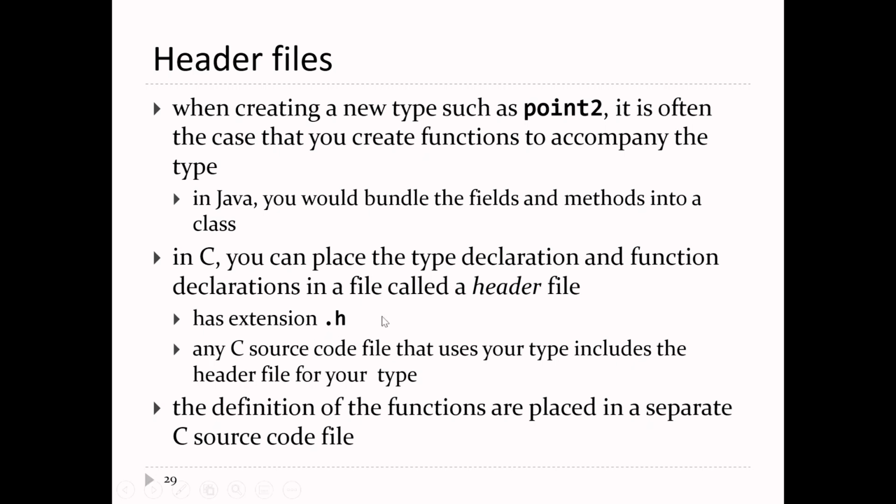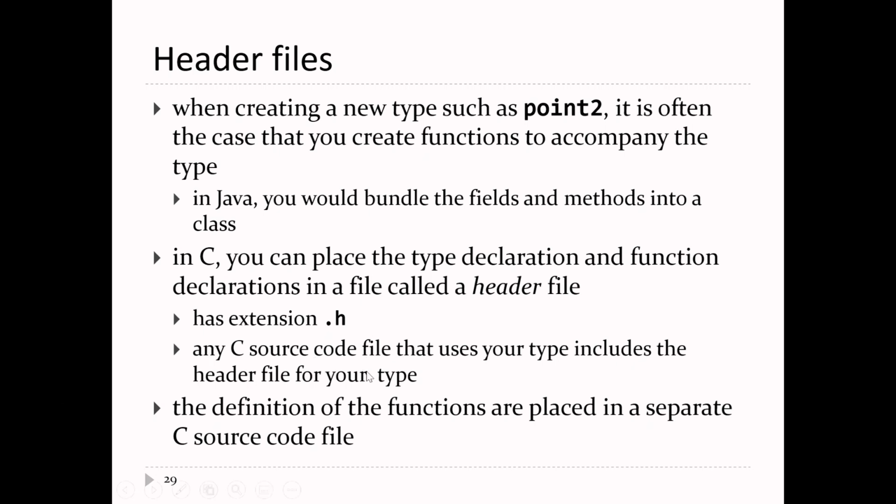In C, you take your type declaration and all your function declarations, and you put them into what's called a header file. These are the declarations, not the definitions. So I declare my types, I declare my functions, but I don't define the functions. And I put all of those things into a header file. In C, a header file always has the extension .h. So a C program has .c files and it's got .h files.